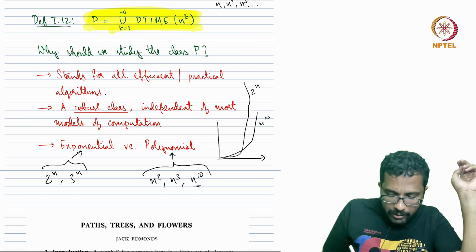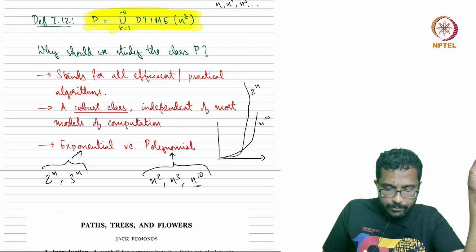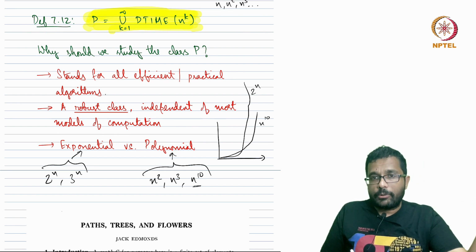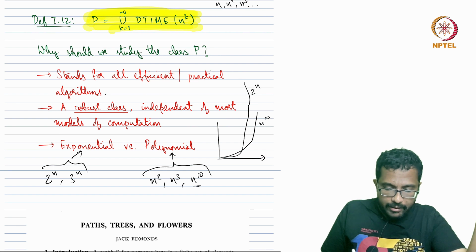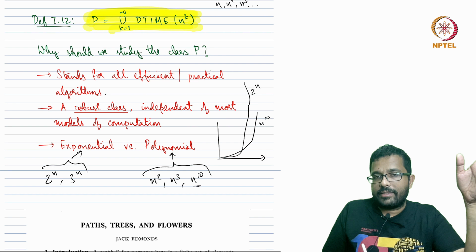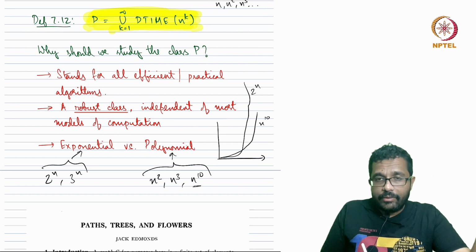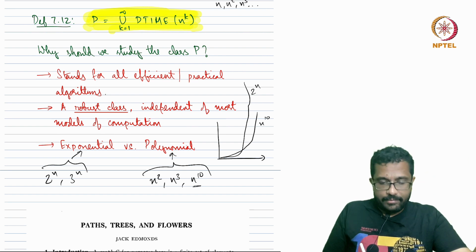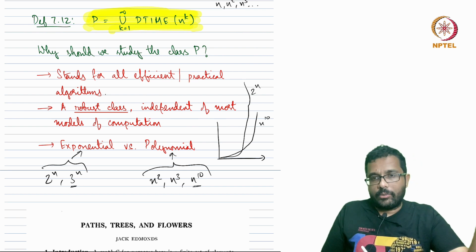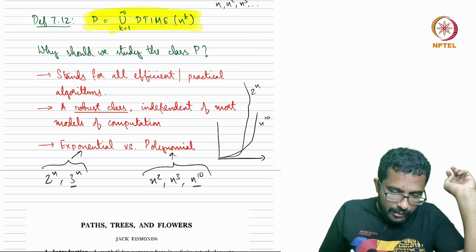So it doesn't matter what the base of the exponent is, and what the exponent is in the case of the polynomial, right? Whenever we have something like 2 power n versus n power 10, the 2 power n will grow faster. Whenever we have something like 3 power n with n power 10, 3 power n will grow faster, right? Assuming that the base of the exponent is something greater than 1.